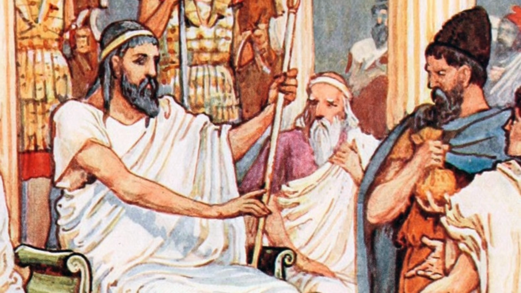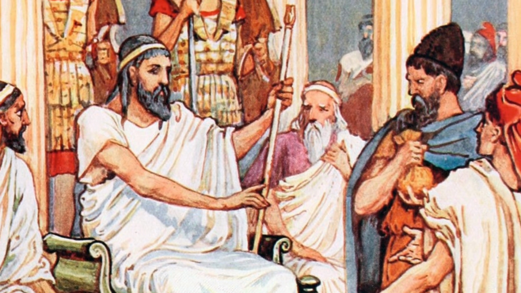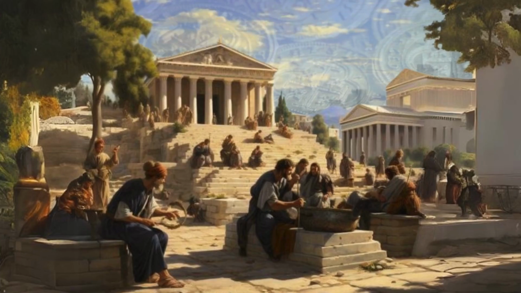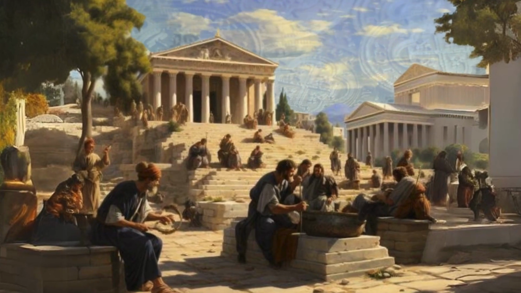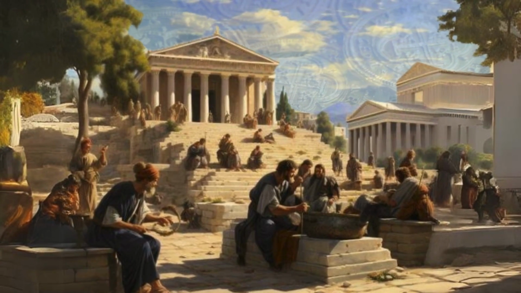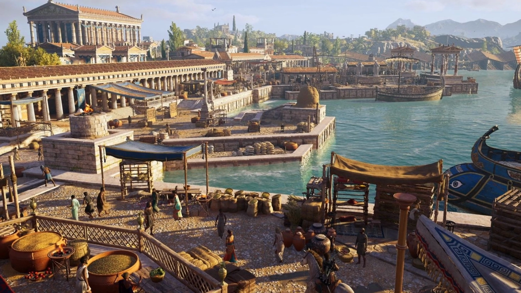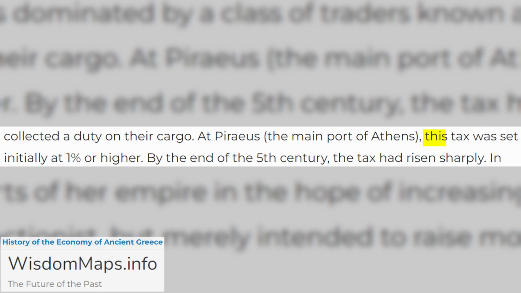Some of the larger Greek city-states such as Athens did charge other forms of taxes. However, these taxes were minimal and meant for the benefit of the citizen rather than the government. These types of taxes included a duty tax on cargo, which was kept around 1%, and a special tax called liturgy.